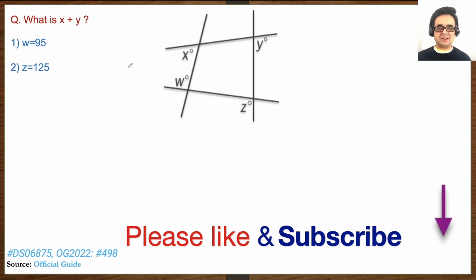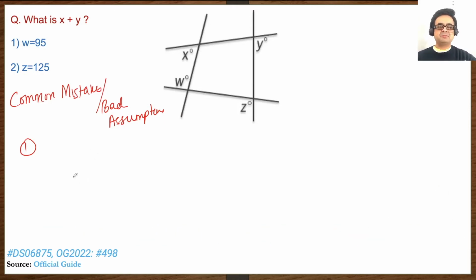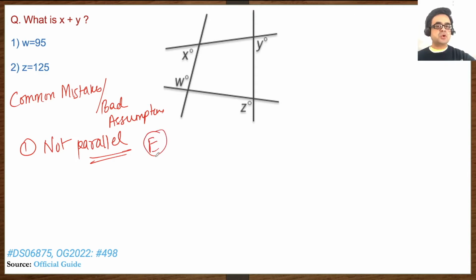So let's get started. The most common reason people get stuck in this question or make a mistake is because the lines given are not parallel. It is easier to solve these kinds of questions when the lines given are parallel, but here none of the lines are parallel. Since the lines are not parallel, it is not easy to derive any kind of relationship between these four, and hence people just mark E and move on because they don't know how to proceed.